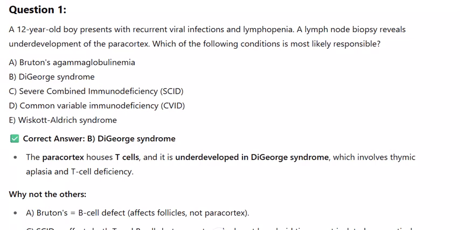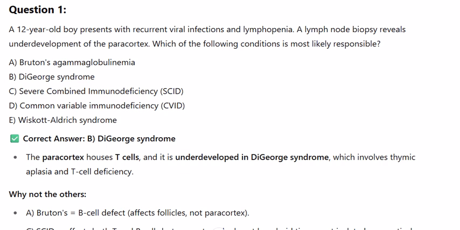Question 1. A 12-year-old boy presents with recurrent viral infections and lymphopenia. A lymph node biopsy reveals underdevelopment of the paracortex. Which of the following conditions is most likely responsible? A. Bruton's agammaglobulinemia. B. DiGeorge syndrome.